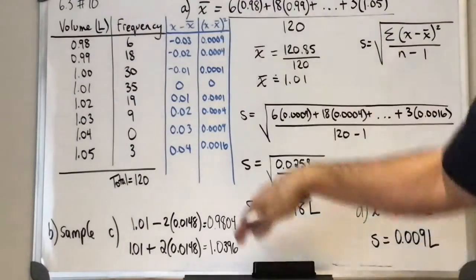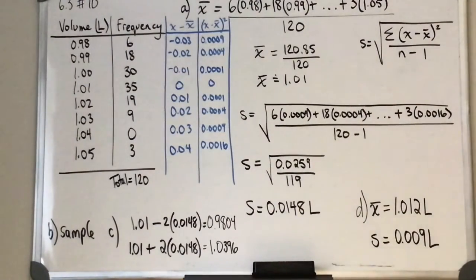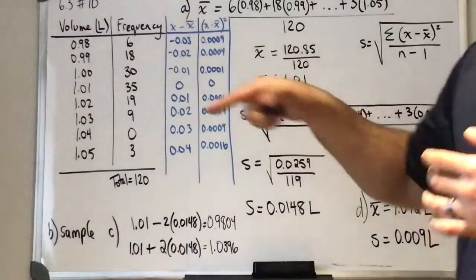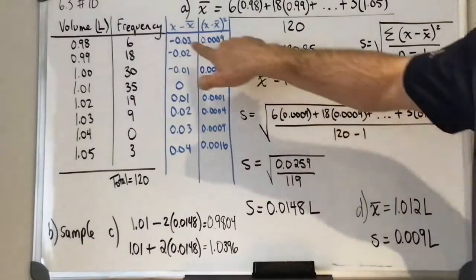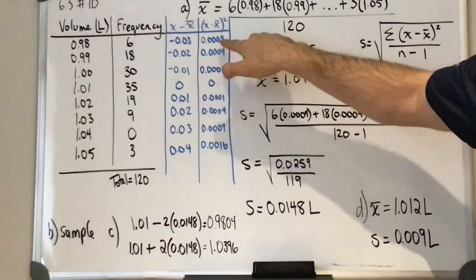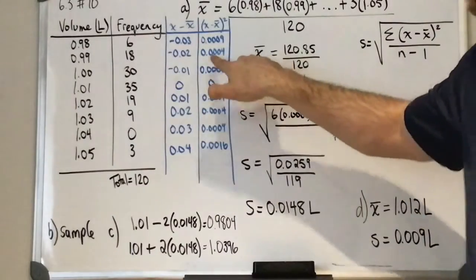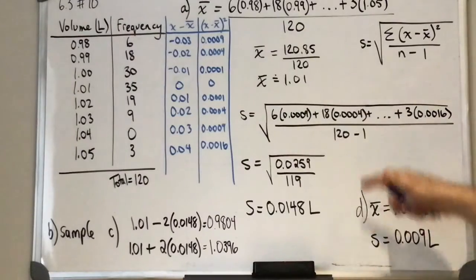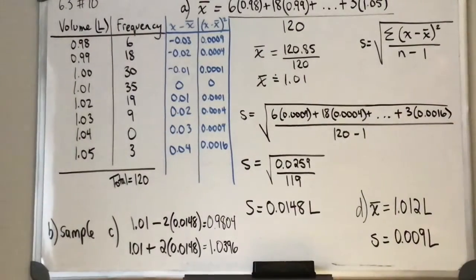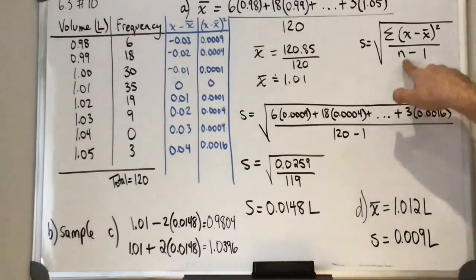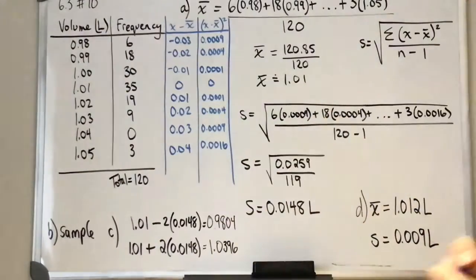And then we're going to have to add all of these up. But it's not as straightforward as that because we're not just doing it one time, we have to do it the right number of times. This volume came up 6 times, so it's going to be 6 times this value, plus 18 times this value, plus 30 times this value, all the way to the end here. We make this big long calculation, and since it's a sample formula, we're subtracting 1 from our sample size, so 120 minus 1. Remember, 120 was the total number of 1 liter bottles.